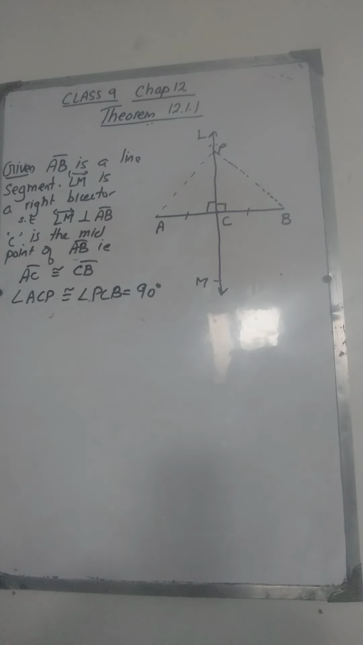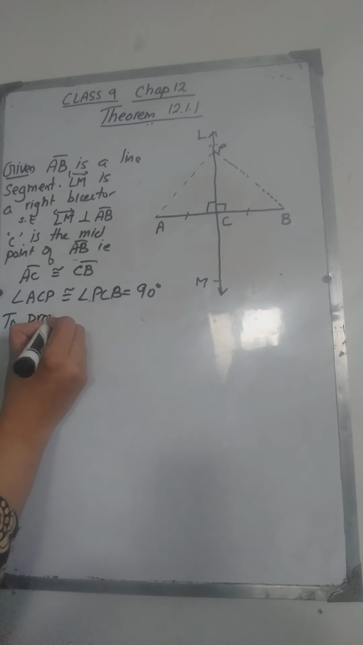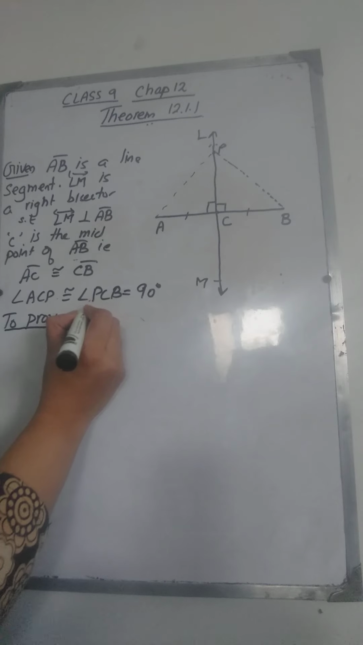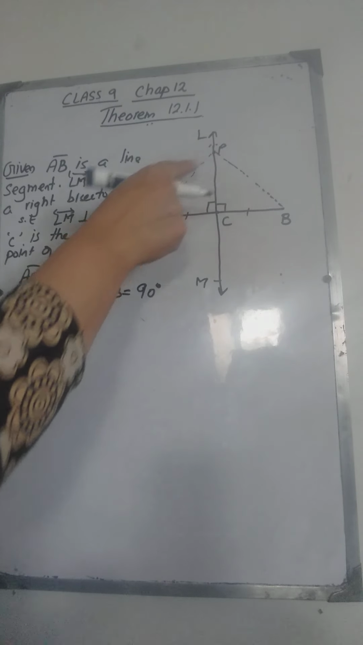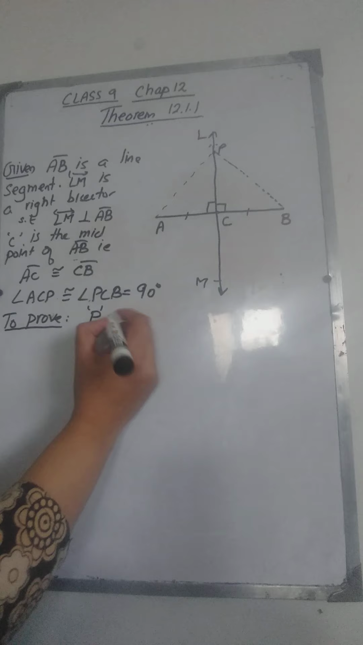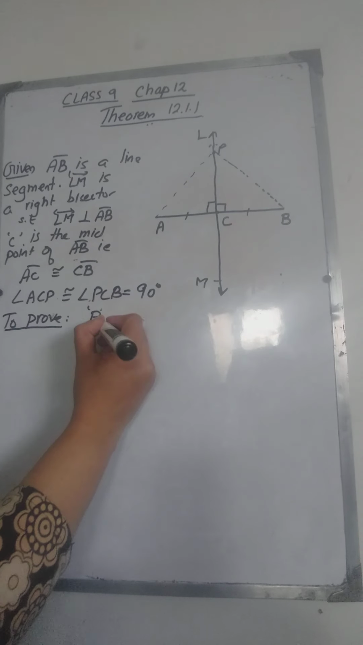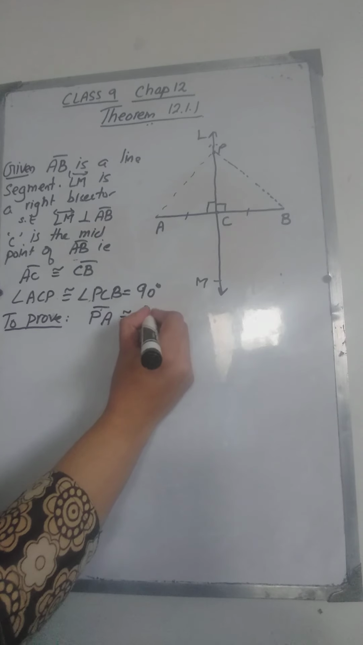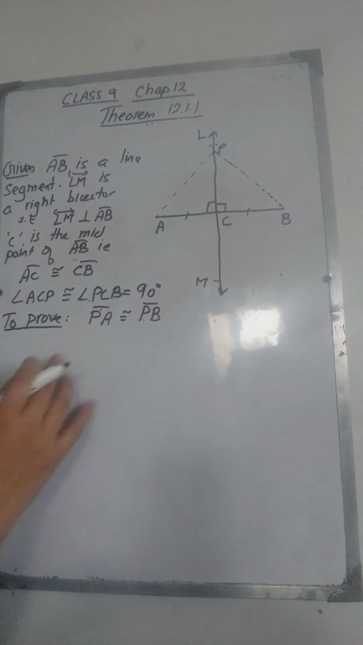A right bisector is a line which is perpendicular to AB as well as passing through the midpoint of AB. Okay, next what we need to prove is that this point P which we are taking on the right bisector is equidistant from A and B. So what we need to prove is that PA is congruent to PB. This is what we need to prove, and it's very easy to prove.